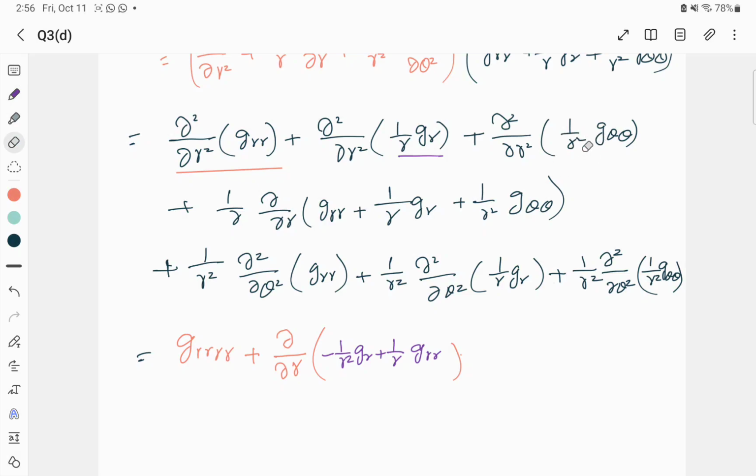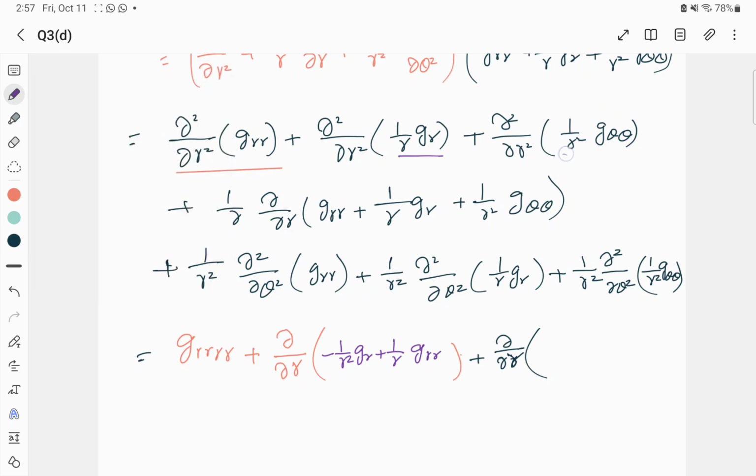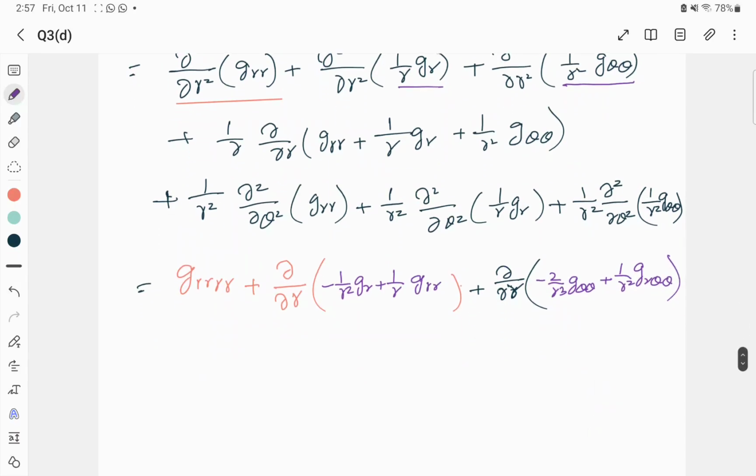And on the last term we can again notice this is also a double derivative with respect to r, and both of the terms depend upon r. So again we will write that partial r outside once, and once we will apply the derivative over there. So when I apply the product rule over there, it will become negative 2 over r cubed g_theta theta plus 1 over r square g_r theta theta. Let's go to the next line.